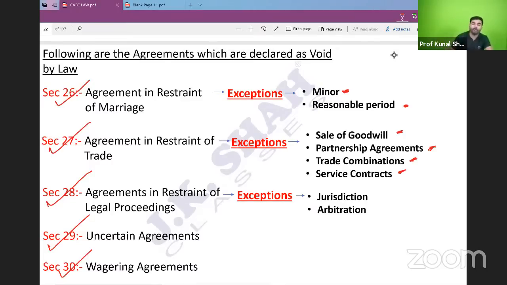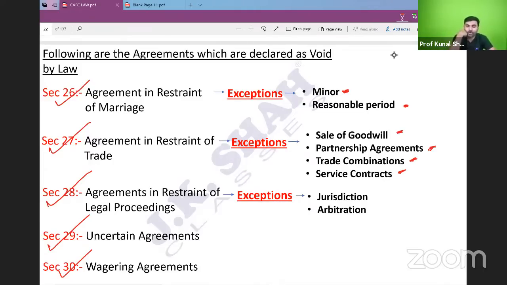Third, in case of trade combinations. For example, a few wholesalers dealing in mangoes come together and make a trade combination that we will never sell mangoes below 400 rupees per dozen, which means we are not allowed to sell mangoes below 400 rupees per dozen. Over here, we are restricting them not to sell mangoes below 400 rupees per dozen. Law says it is allowed because it is something called a trade combination.